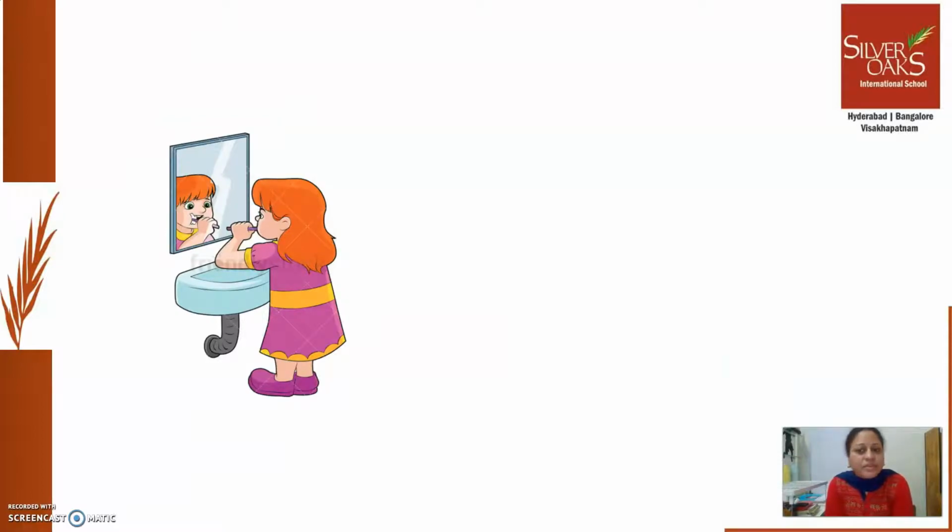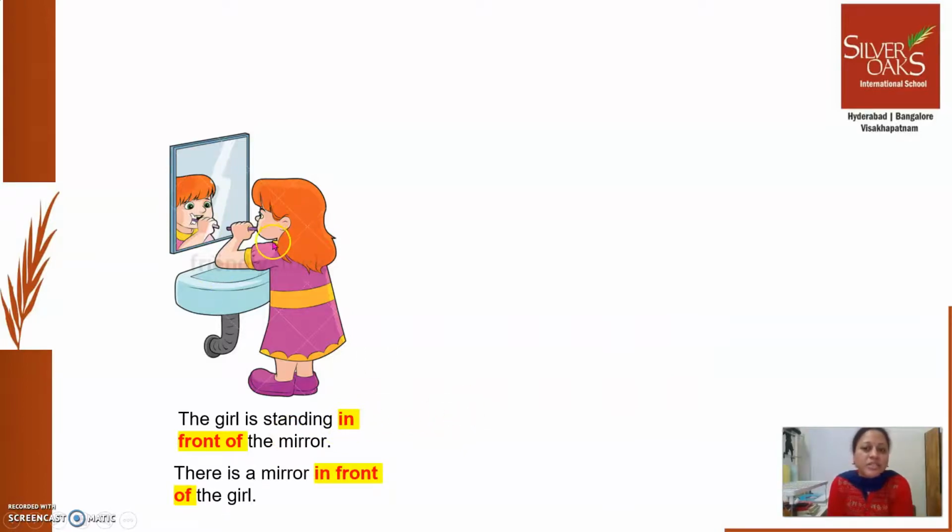Okay. Where is the girl standing? Tell me. Or what is there in front of the girl? There is a mirror in front of the girl. Right? Or we can also say girl is standing in front of the mirror. The girl is standing in front of the mirror. Or you can also say there is a mirror in front of the girl. To the front side of the girl, there is a mirror. To the front side of the mirror, there is a girl.